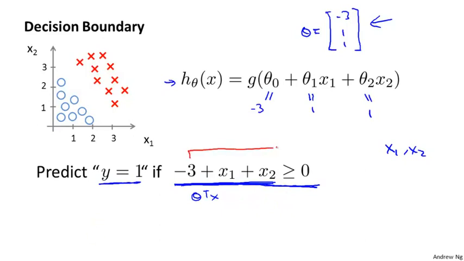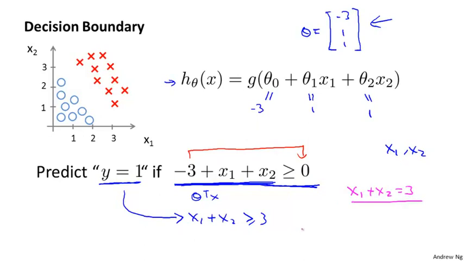We can also take minus 3 and bring this to the right and rewrite this as x1 plus x2 is greater than or equal to 3. And so equivalently, we've found that this hypothesis will predict y equals 1 whenever x1 plus x2 is greater than or equal to 3. Let's see what that means on the figure. If I write down the equation x1 plus x2 equals 3, this defines the equation of a straight line. And if I draw what that straight line looks like, it gives me the following line, which passes through 3 and 3 on the x1 and the x2 axes.